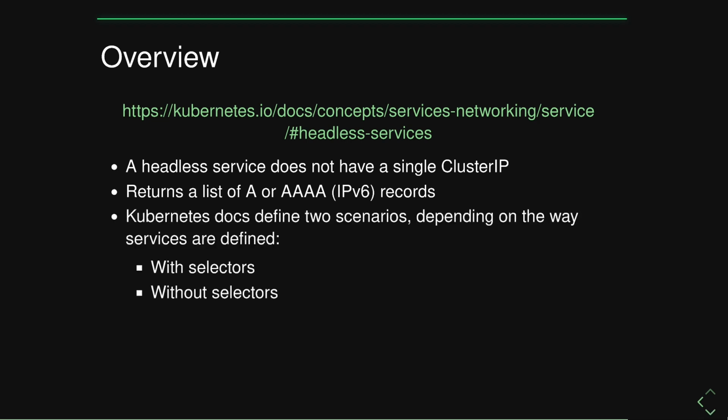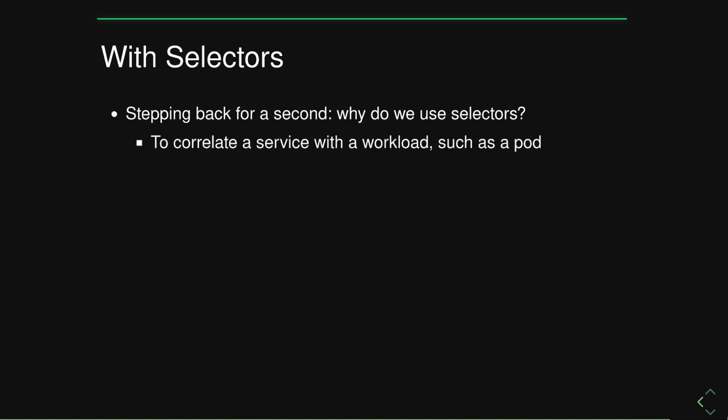Specifically, the documentation defines two distinct scenarios that we're going to take a look at, and it depends on the way you define the service. Defining services with selectors will result in one set of results, and without selectors will result in another set of results. So first, let's talk about the first scenario, using selectors. So if we step back for a second, let's consider what selectors are actually used for in Kubernetes. When we specify a selector on a service, we do that so that service is targeted toward a specific workload, such as a pod.